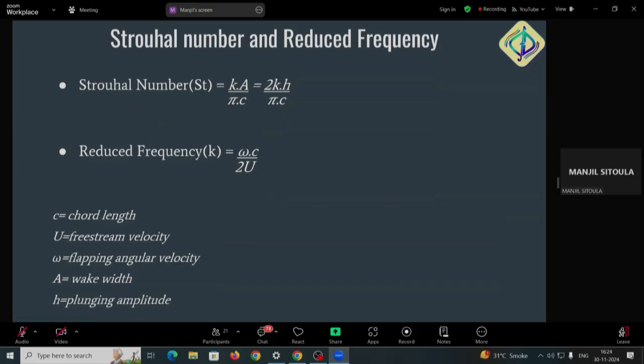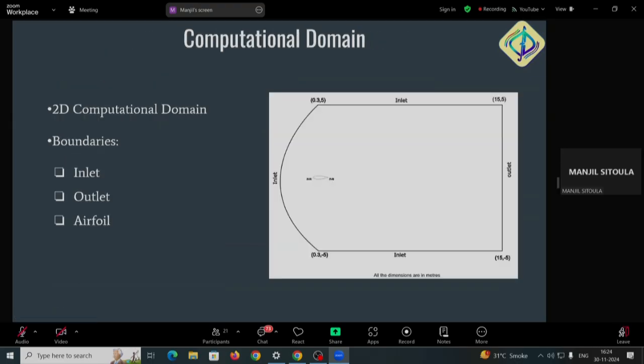You can also check this in detail, go to different research papers and see how this amplitude and this frequency affect the aerodynamics of the flapping airfoil. So I think this is clear to some extent now. So this is the computational domain that we will be using.